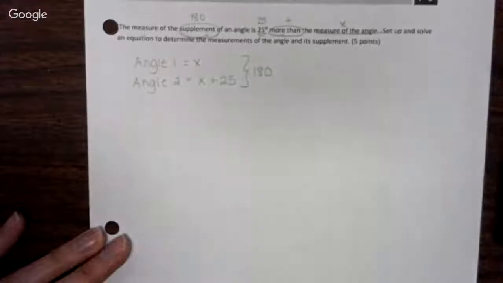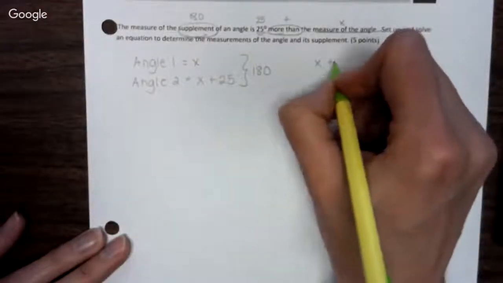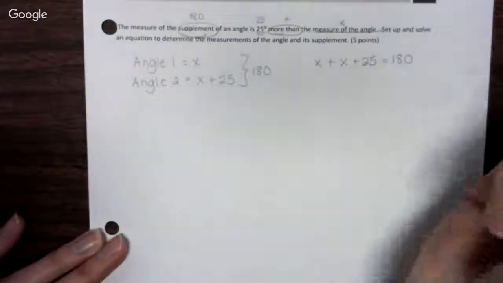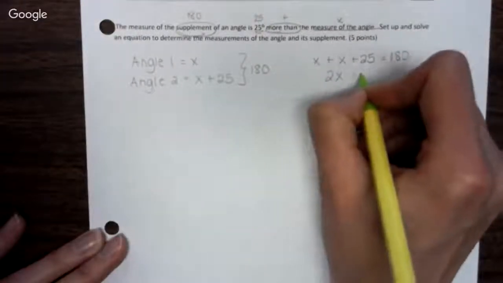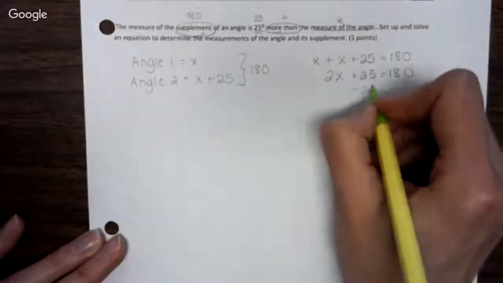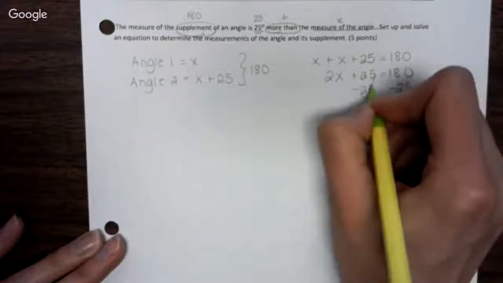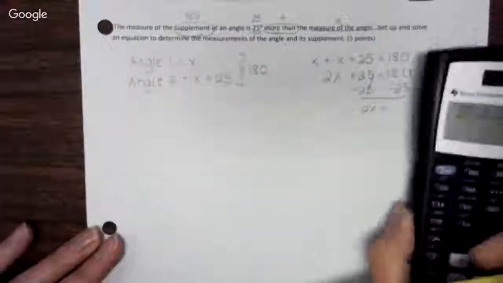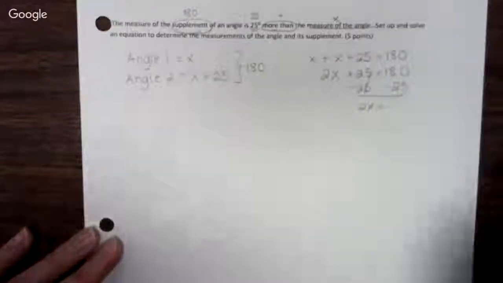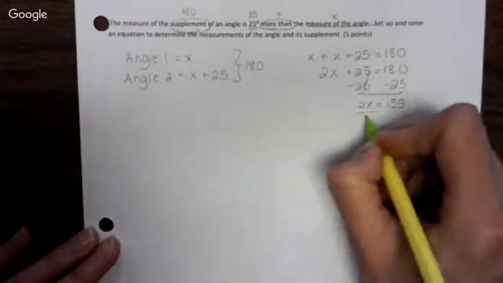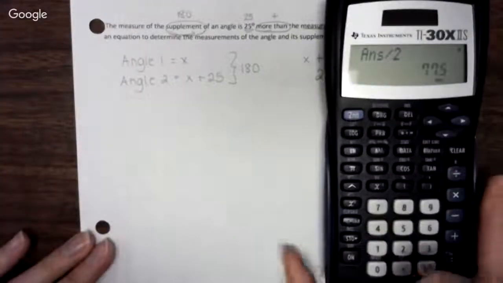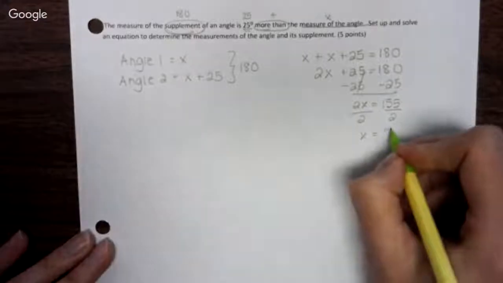These two angles add up to 180. So let's set up our equation. We have x plus x plus 25 is equal to 180. So x plus x is 2x. Subtract 25 from both sides. So 2x is equal to 180 minus 25, which is 155. So we're going to divide both sides by 2. 155 divided by 2 is 77.5.